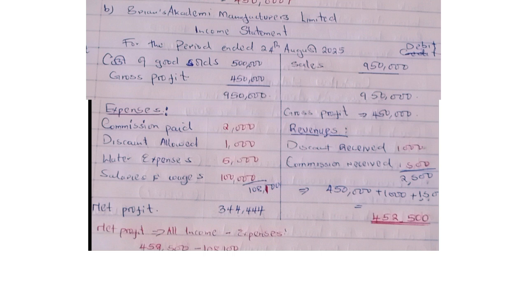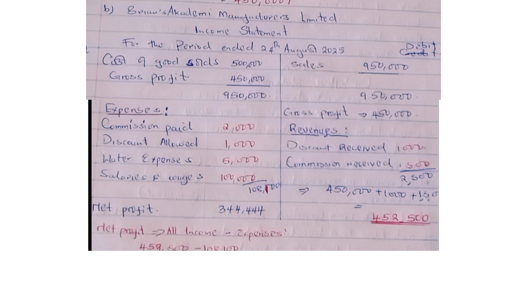After that, we have the revenues. So revenues, remember, these are money which are coming into your business. You are receiving them. So under the information we were given, we find that revenues, we had discount received. You received a discount of 1,000. Then you also received a commission of 1,500. So when you tally the revenue, you will come up with 2,500.